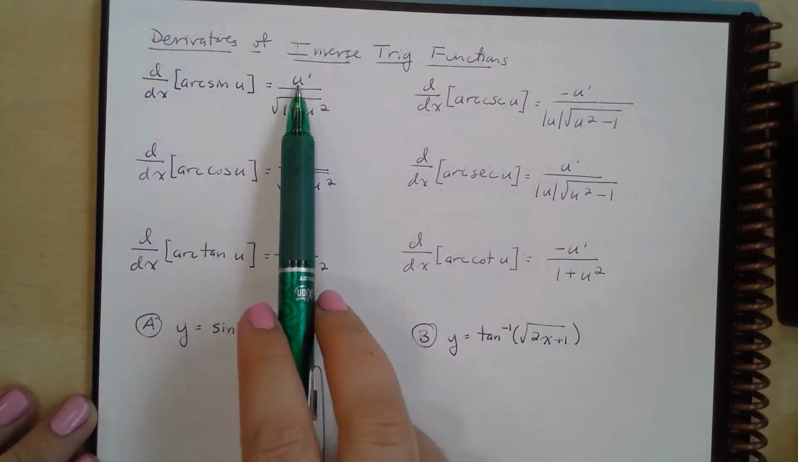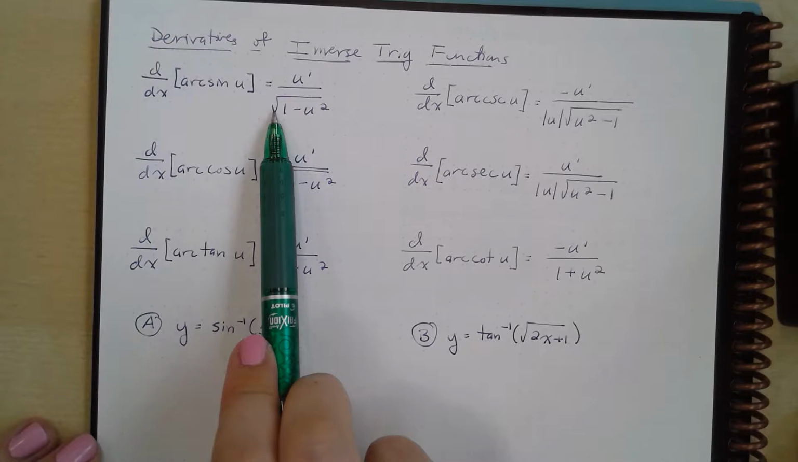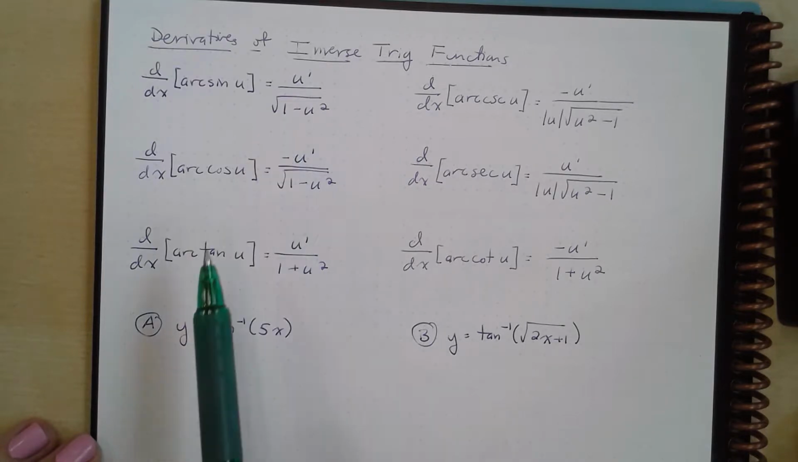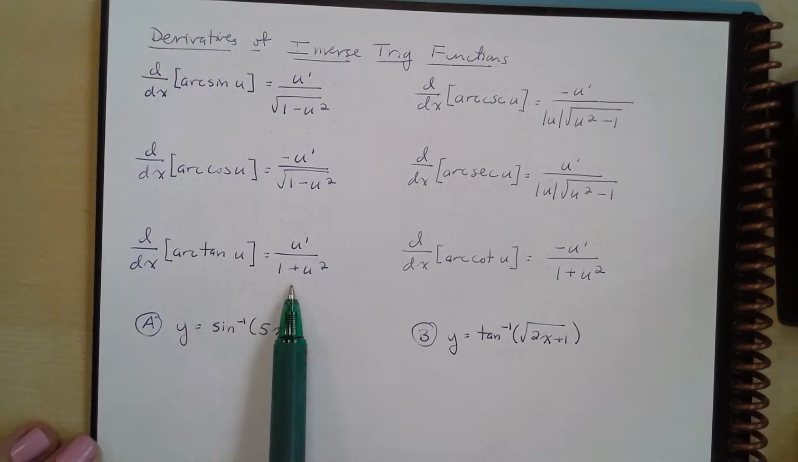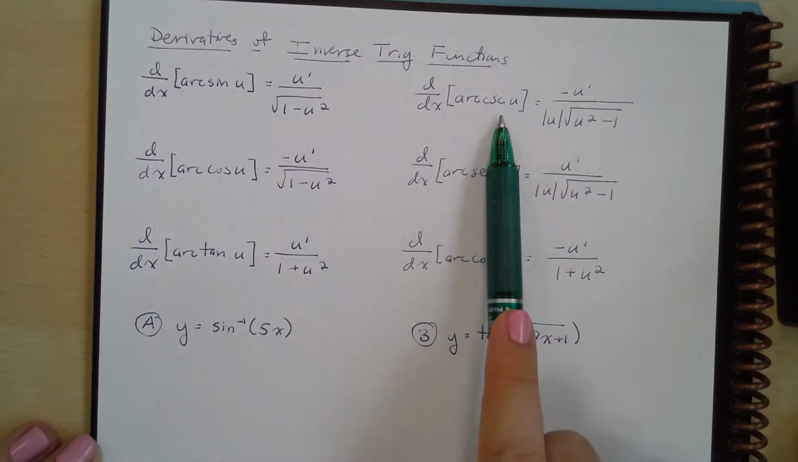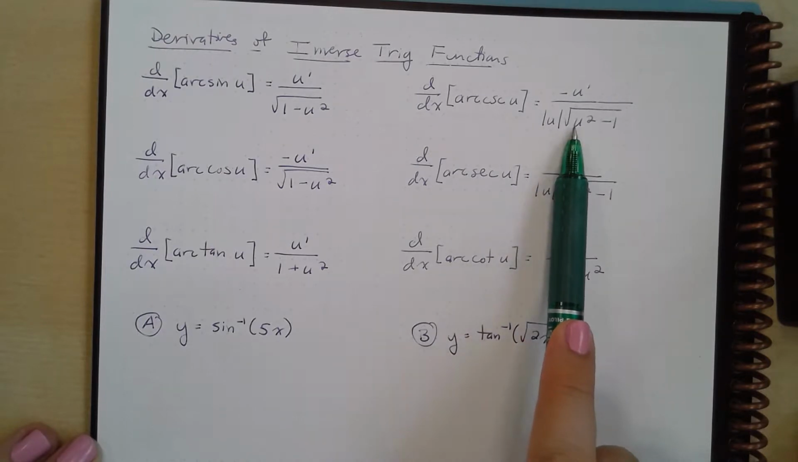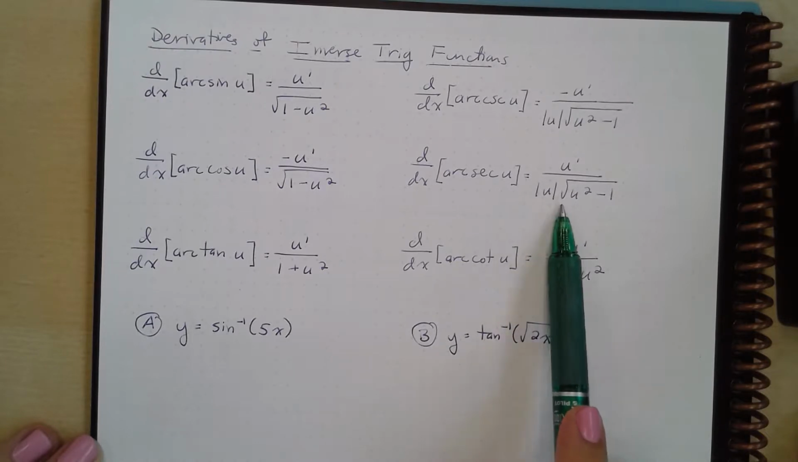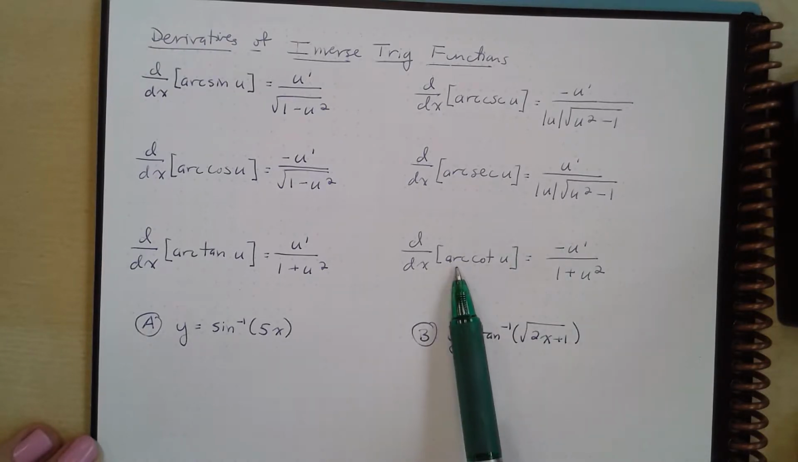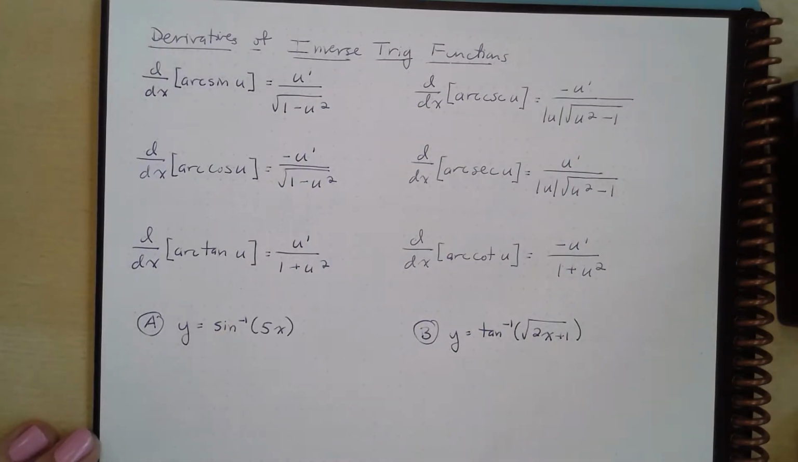The derivative of arcsine of u is equal to u prime over the square root of 1 minus u squared. Arccosine is negative u prime over the square root of 1 minus u squared. I think I forgot to say the square root up here. Arctangent is u prime over 1 plus u squared. Arccosecant is negative u prime over the absolute value of u times the square root of u squared minus 1. Arcsecant is u prime over the absolute value of u times the square root of u squared minus 1, and arccotangent is negative u prime over 1 plus u squared. And you can see that these partner up a little bit. They're very, very similar looking.